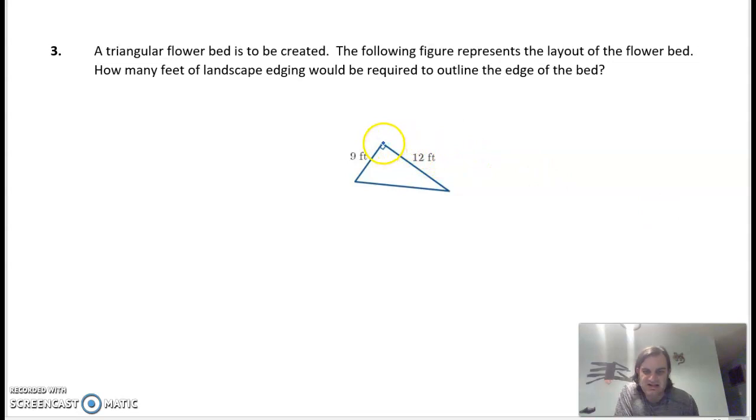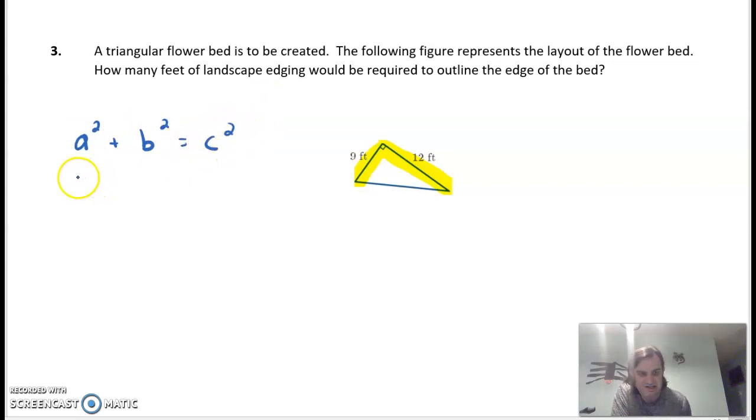So basically they're asking us if we were to go all the way around this thing and build a wall or enclosure, we'd need 9 feet on one side, 12 feet on the other, so that's 21 feet, but we also need some material on this other side, so we're trying to total that up. We'll give you a unique formula here. It's called the Pythagorean theorem, and it relates the 3 sides of a right triangle: a squared plus b squared equals c squared.